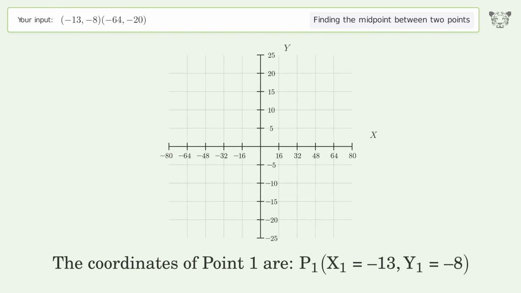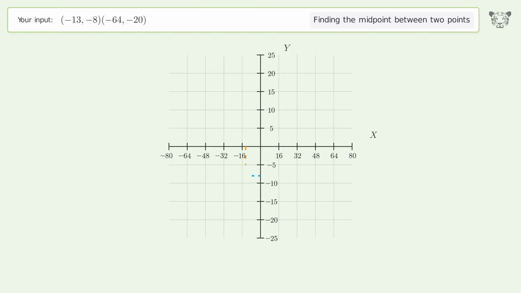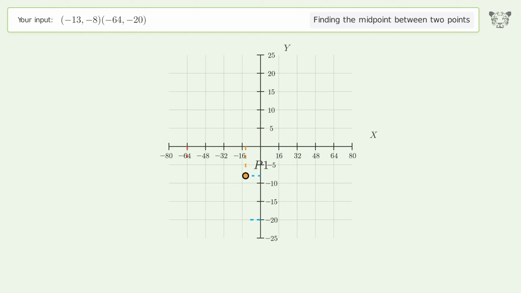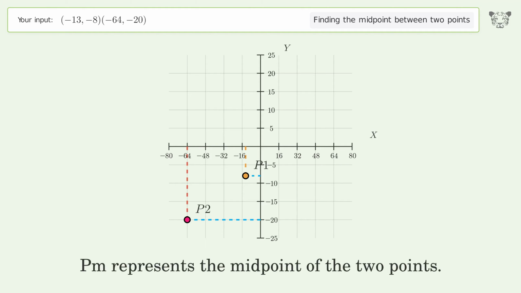The coordinates of point 1 are, x1 equals -13, y1 equals -8. The coordinates of point 2 are, x2 equals -64, y2 equals -20. PM represents the midpoint of the 2 points.